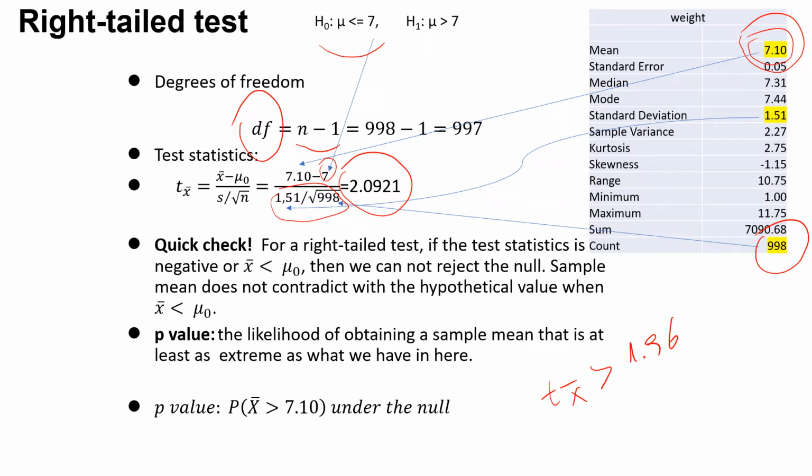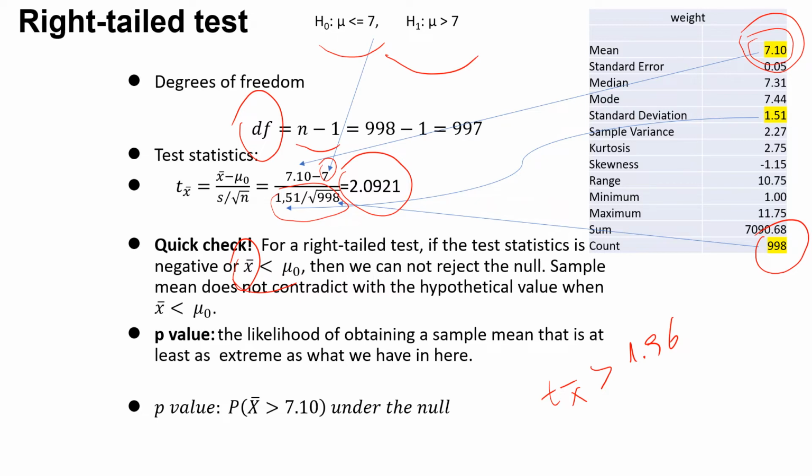Side note: if we are conducting a right tail test, and for some reason the sample mean we have is less than the hypothetical value, the test statistic will be a negative number. Then automatically, we will not be able to reject the null because everything is in line with the hypothetical value. So there is no way for you to reject a null if the sample mean is less than the hypothetical value in a right tail test.